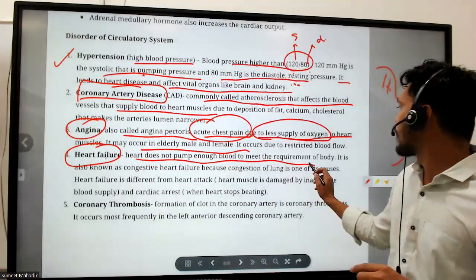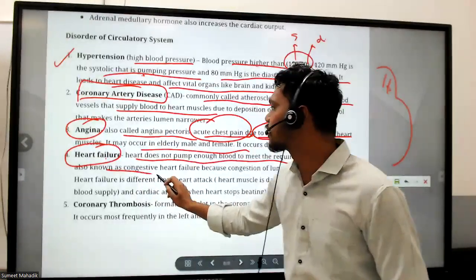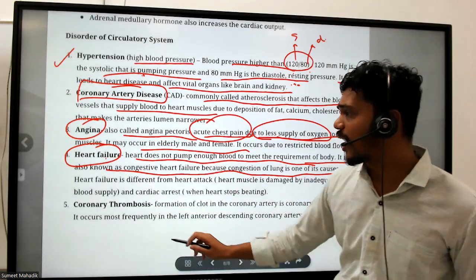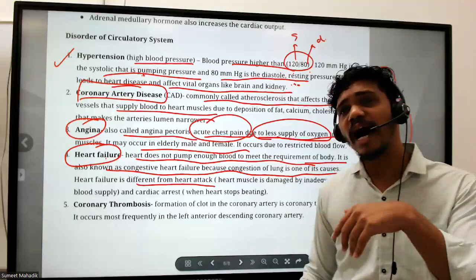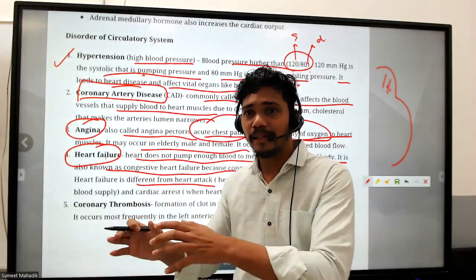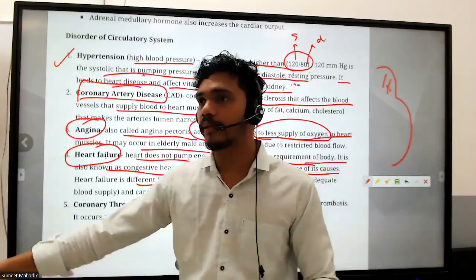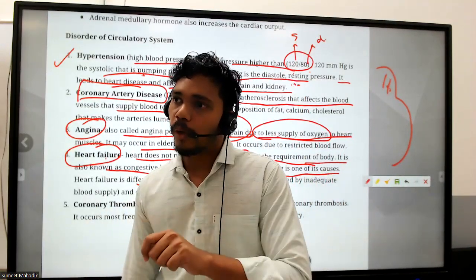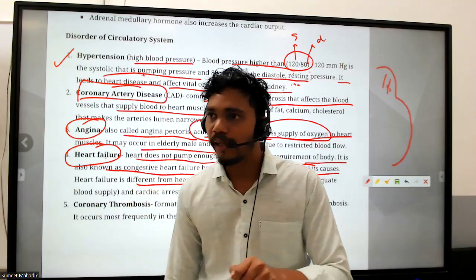It is also known as congestive heart failure because of the congestion of the lungs it causes. Now heart failure is different from a heart attack. What is a heart attack? The heart is not getting proper oxygen, that is a heart attack. That's why it's squeezing. For example, if there is a water pipe flowing and I'm just doing this, okay, what is going to happen? The moment I remove the foot, what is going to happen?